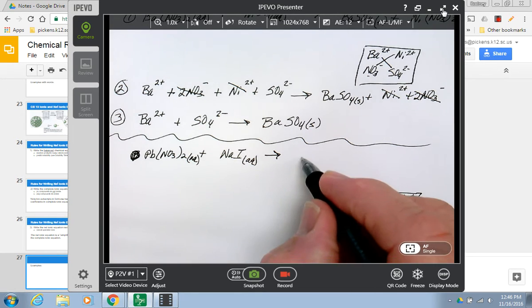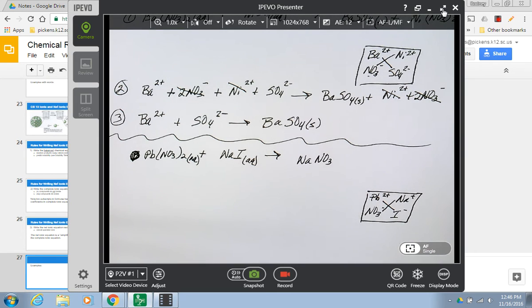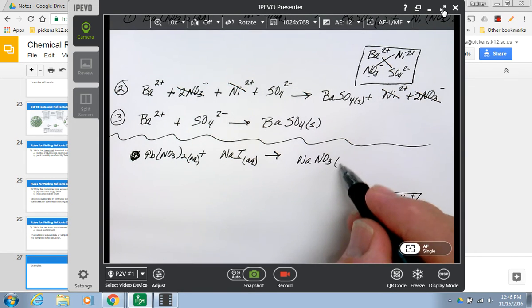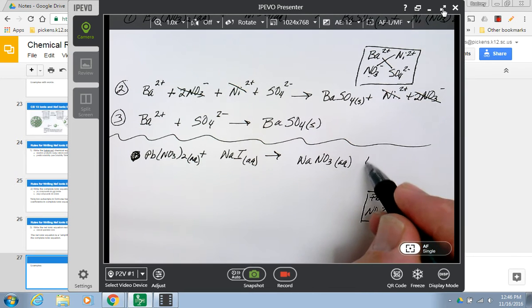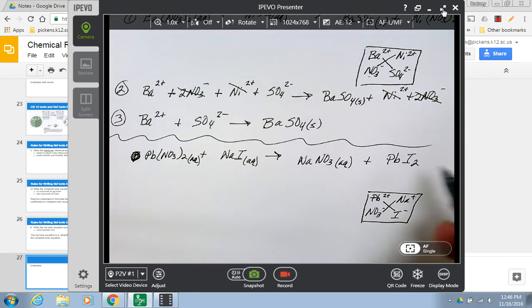So now what we're going to write? We're going to write sodium nitrate. Okay, sodium's positive 1, nitrate's negative 1. Okay, it's a nitrate, so it's aqueous. Plus what? Lead, PbI2, and we check our solubility on that one, and we see that this would be our solid. This says it's insoluble, so that means it forms a solid, a precipitate.